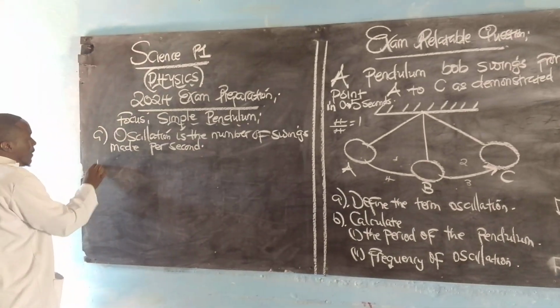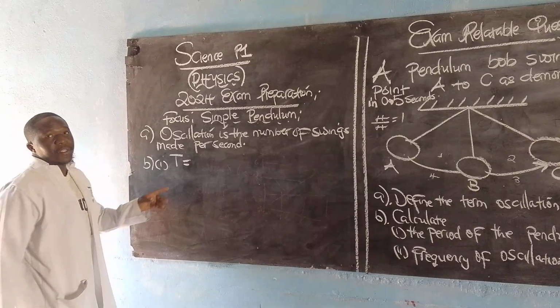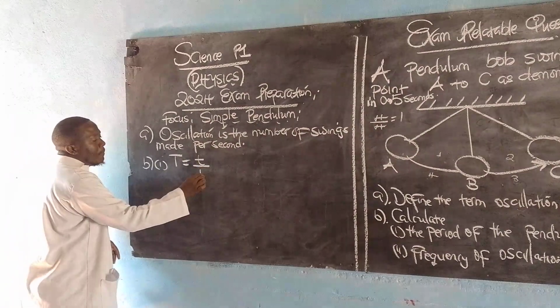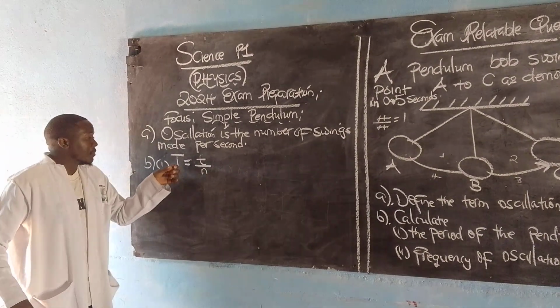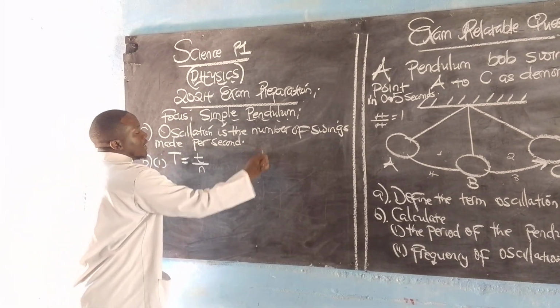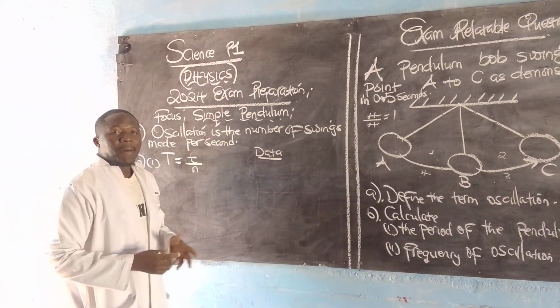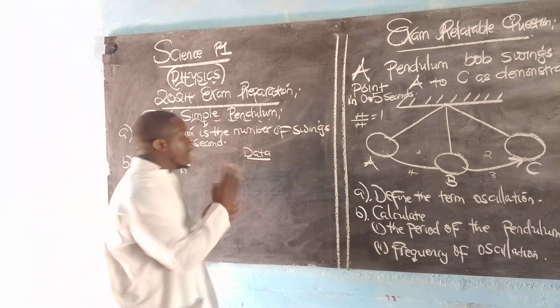So the period of the pendulum for B, Roman numeral 1, we're going to say it is represented by capital letter T. It's the time taken for the pendulum bob to make a number of oscillations. So capital T equals t over n. So we can come up with our data. This is also optional, but it's highly beneficial as it creates a point of reference.